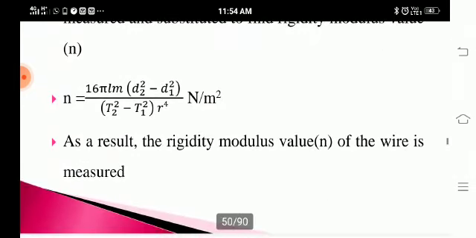As a result, the rigidity modulus of the wire is measured. In this, we have seen the theory and experimental part of the torsion pendulum. Thank you.